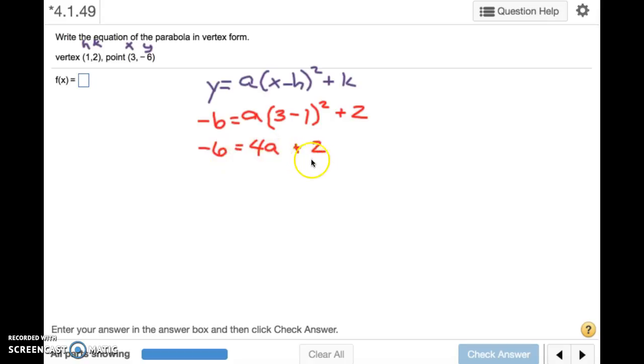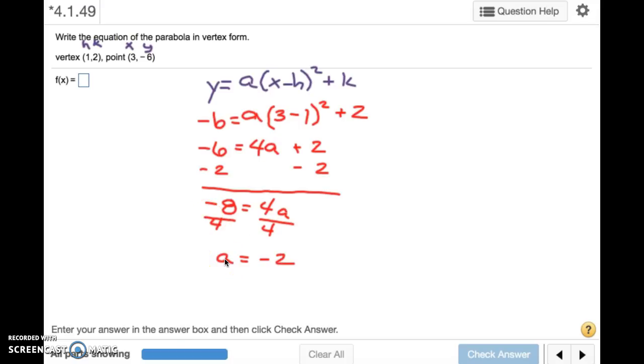So now I solve this just like a regular algebraic equation. Subtract the 2 over. That gives me -8 equals 4 times a. Divide by 4. So the a has a value of -2.